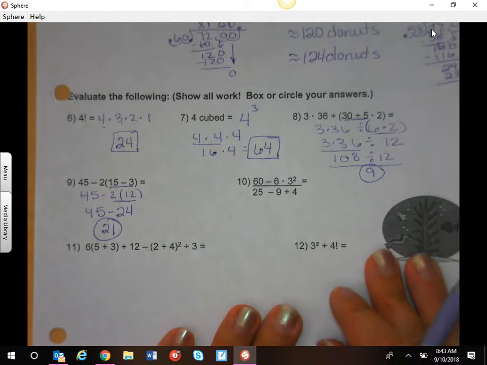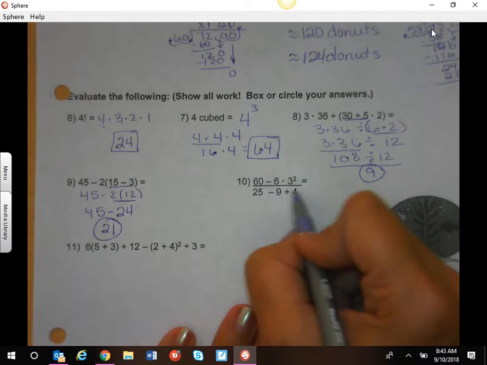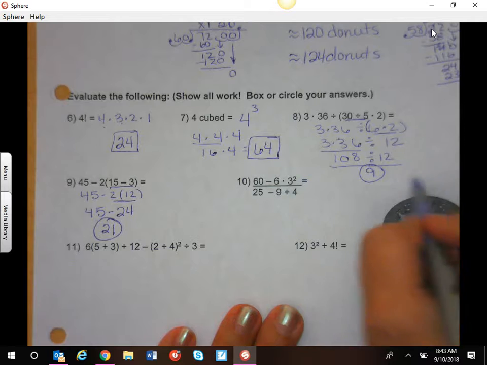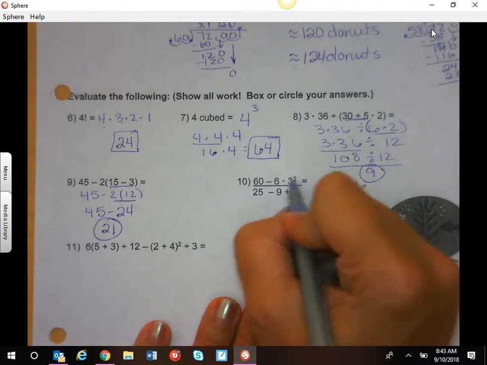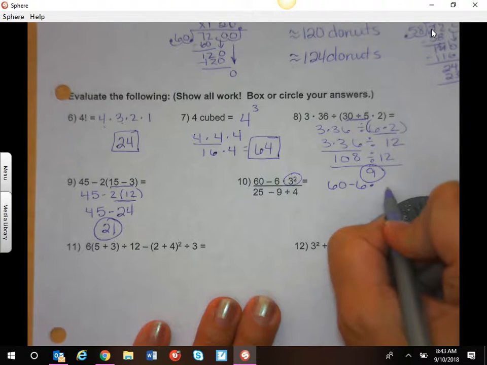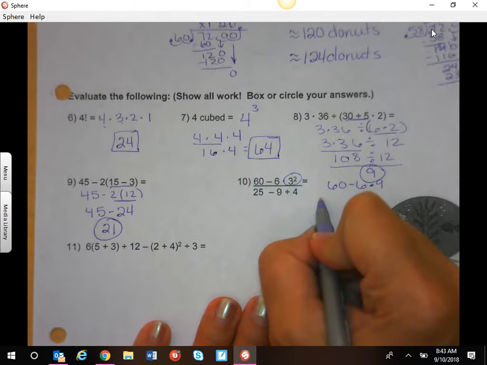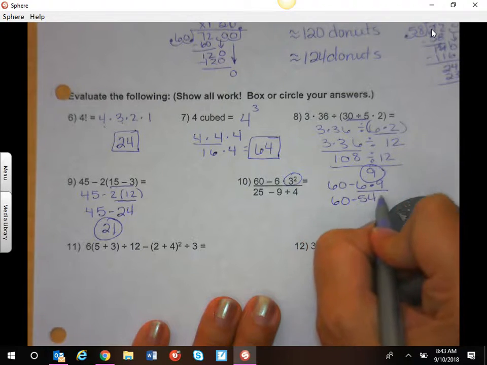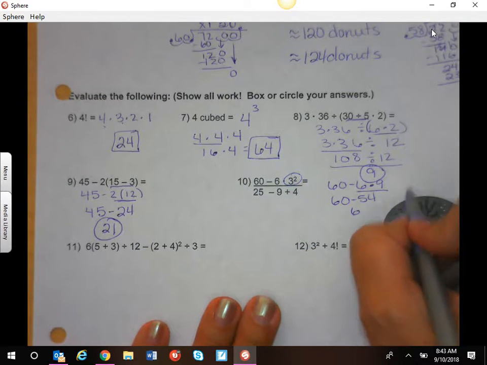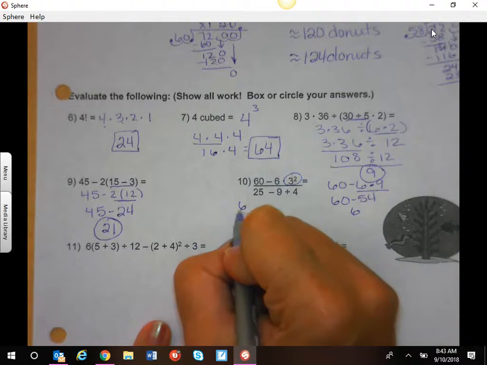On this one, we're going to solve the top. So I'm going to write it over here. 60 minus 6, I know I need to do exponents first. 3 squared is 9. Then I need to multiply, 60 minus 54. So my numerator is 6. I'm going to write it down here.